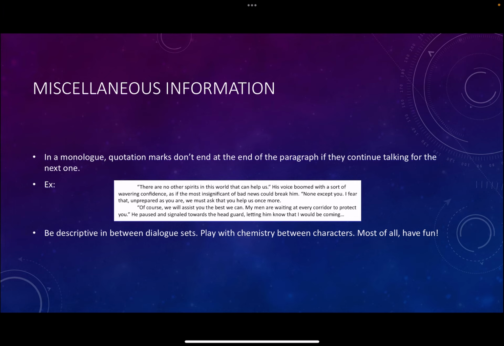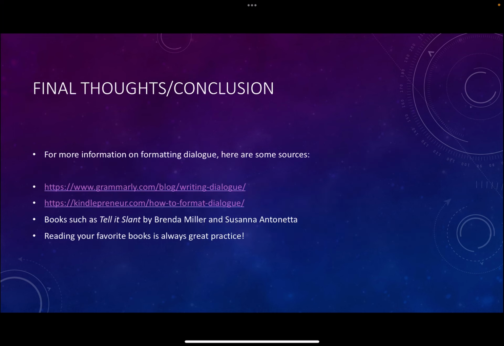And most of all, have fun writing. Our reader can always pick up on the passion of the writer. If you aren't having fun or if you're not loving your work, the reader will pick up on that. There are a million rules to dialogue and grammar, as there are in any branch of English grammar. To avoid this presentation being 30 minutes long, I included some more sources if you were interested in wanting to learn more. And of course, reading books is always the best practice in learning grammar rules.